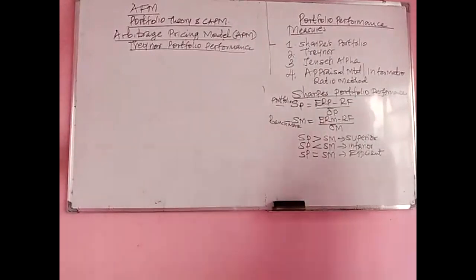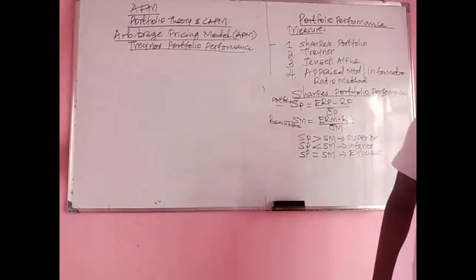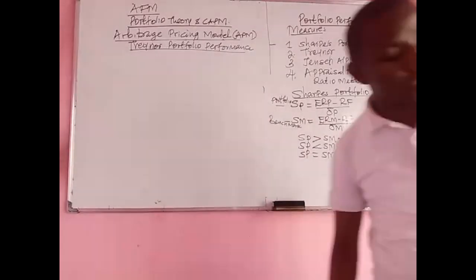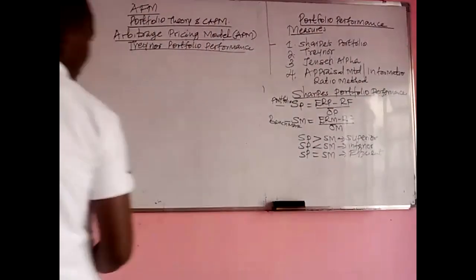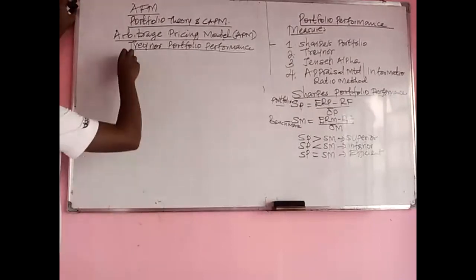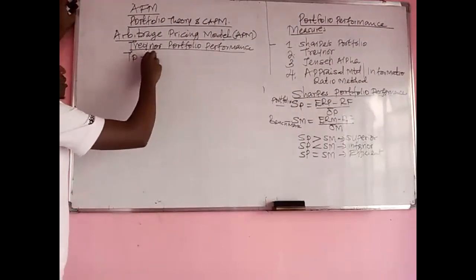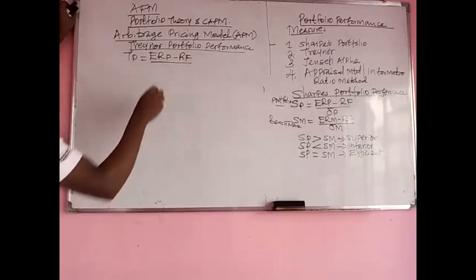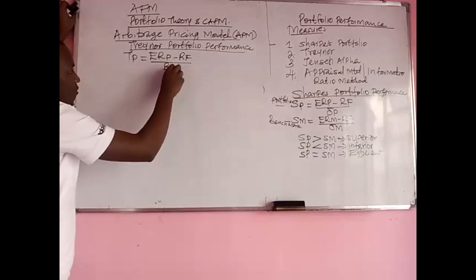This indicates the percentage of excess returns generated by our portfolio over the risk-free rate per unit of risk, as measured by the beta. So to get the Treynor for the portfolio, it will be the expected return of the portfolio minus the risk-free rate, and you divide by the beta of the portfolio.